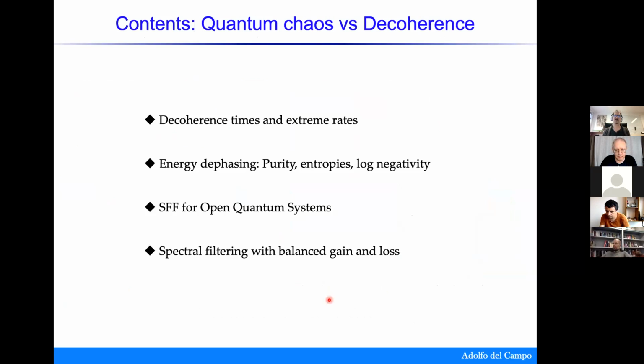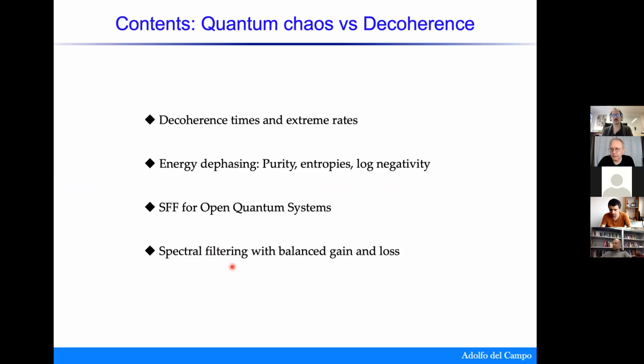What I want to do is start by considering some general features of decoherence, and in particular, how to estimate decoherence times. Then I will move to a relatively simple setting, that of energy dephasing, which I will use to discuss how quantum chaos is affected by decoherence. This I will motivate with some spectral form factors, in particular from a quantum information theory perspective. With this understanding at hand, I will move to non-Hermitian systems, in particular with balanced gain and loss.